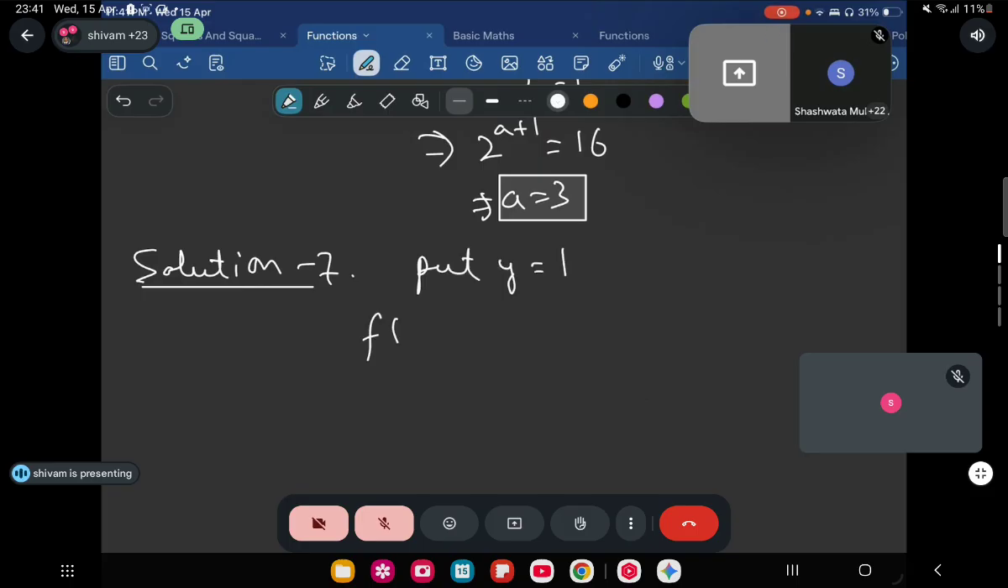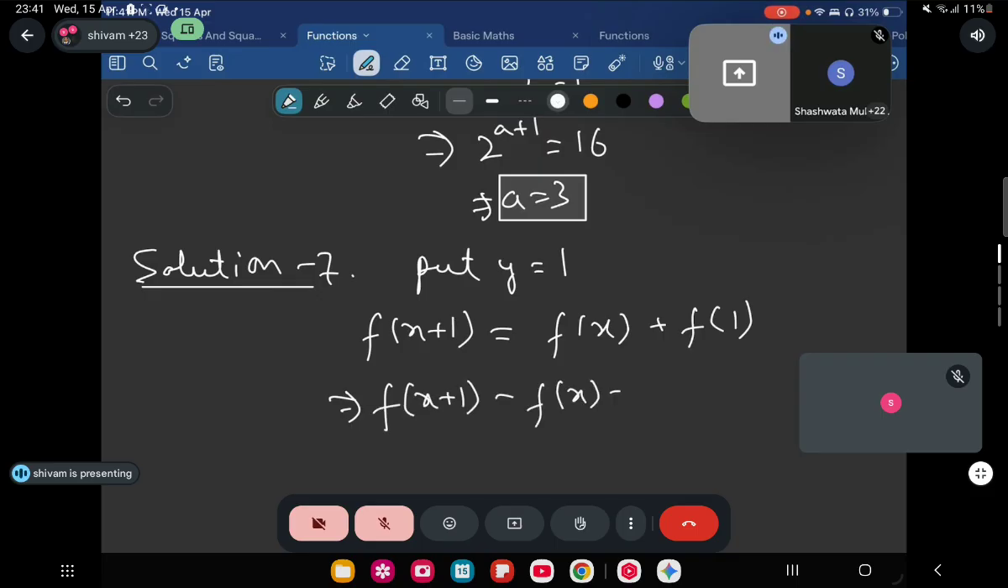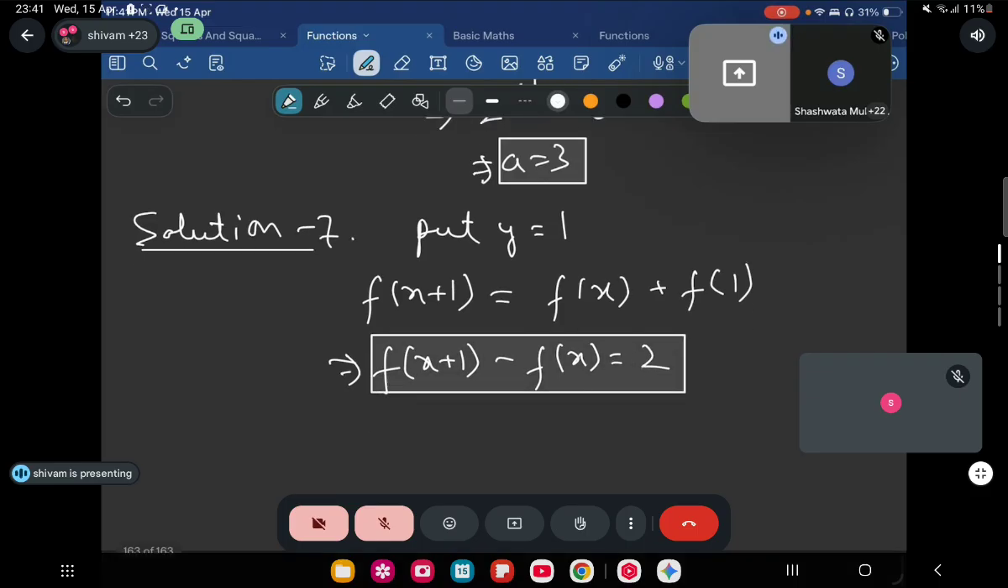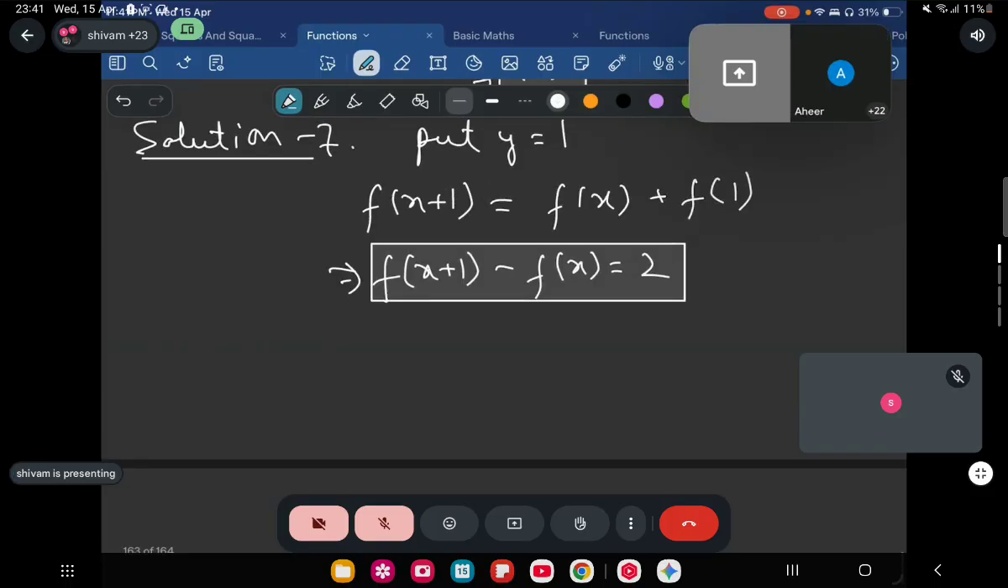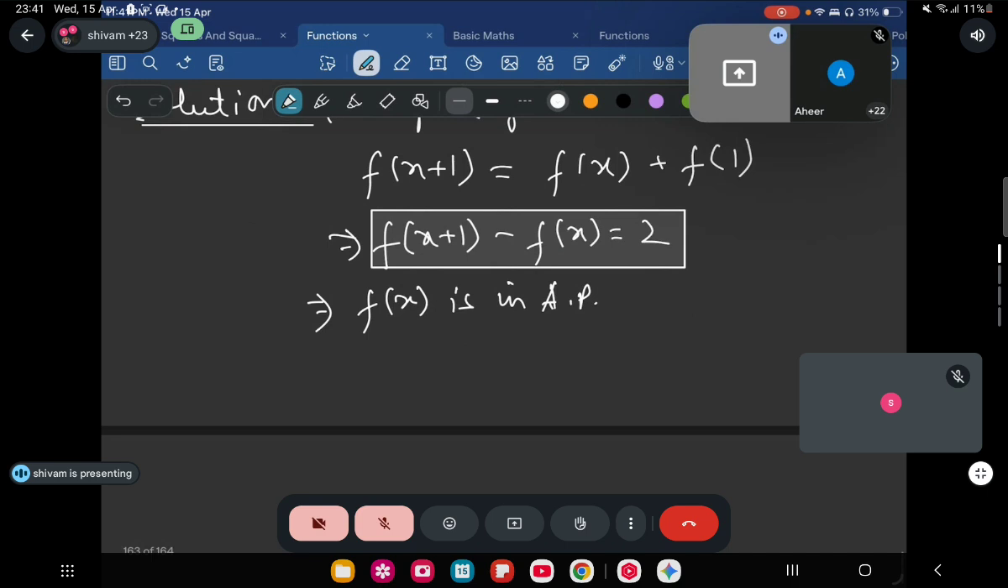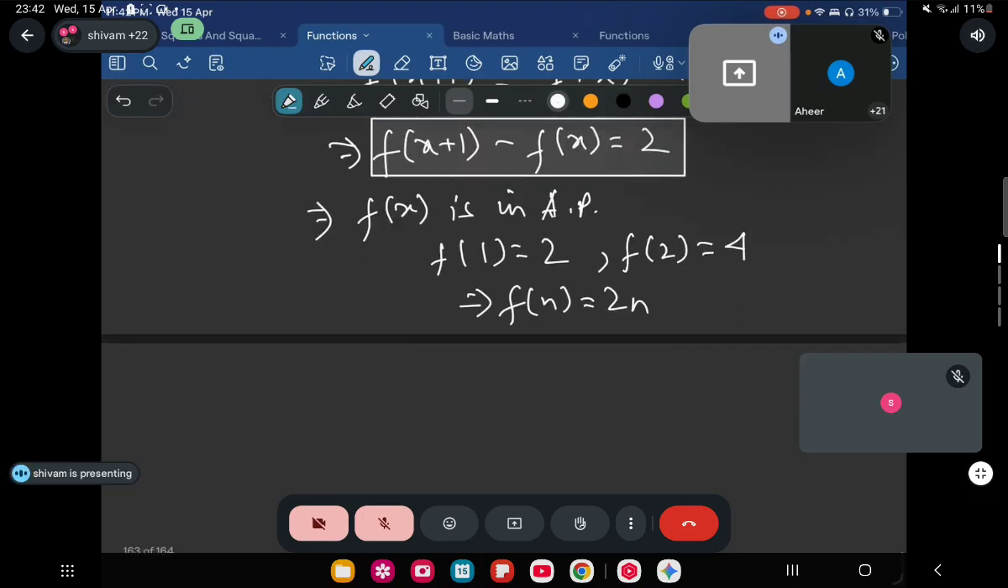What are you getting? You are going to get f of x plus 1 is equal to f of x plus f of 1. f of 1 is 2. So from here we are getting f of x plus 1 minus f of x is equal to 2. What does this suggest? This suggests that f of x is in AP, common difference 2. This implies f of x is in arithmetic progression. So I'm directly writing, everyone: f of 1 is equal to 2, f of 2 is equal to 4. This implies, can I say f of n is equal to 2n?